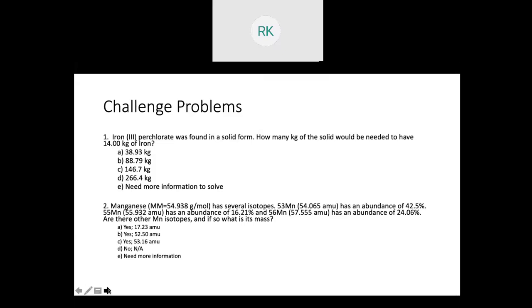Okay, so these are the 2 multiple choice questions I made for tonight's challenge problems. I kind of scrambled to get number 2 together. One thing I'd like to note: all the numbers in front of Mn should be superscripts, kind of small numbers up. I didn't mean to leave them like that. So 53 should have been a superscript before manganese.